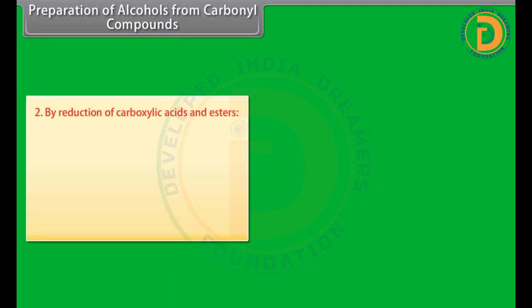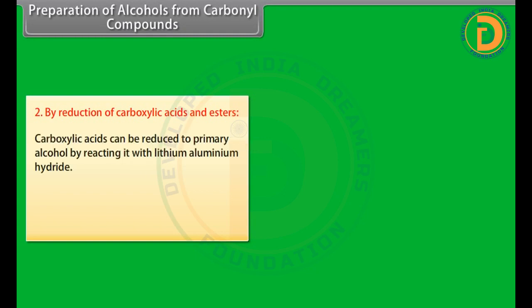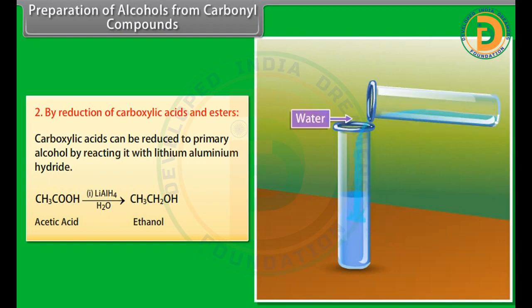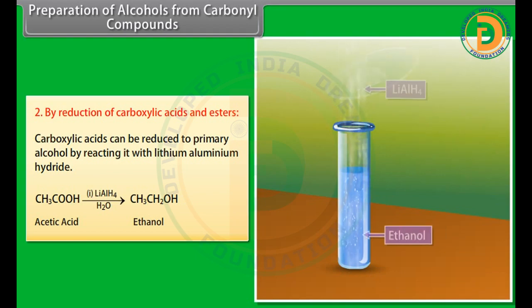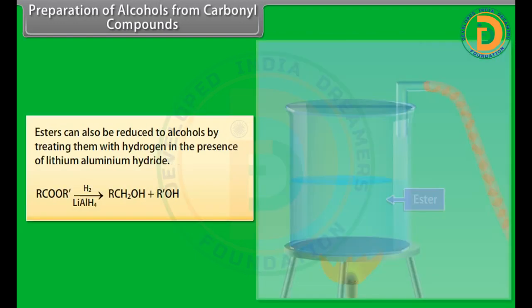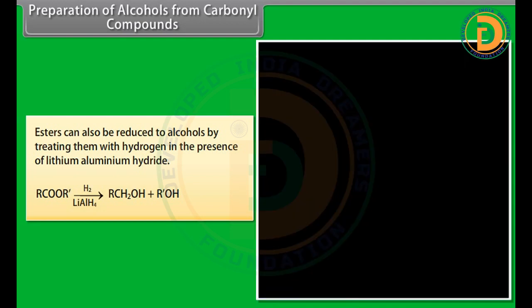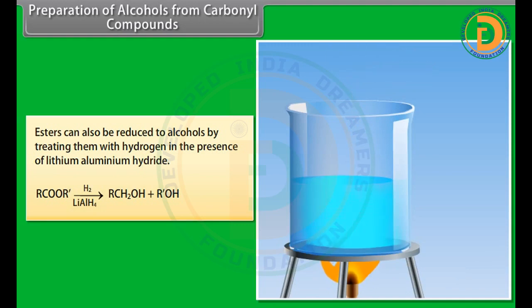Preparation of alcohol from carbonyl compounds by reduction of carboxylic acids and esters. Carboxylic acids can be reduced to primary alcohol by reacting them with lithium aluminium hydride. Acetic acid treated with lithium aluminium hydride and then water forms ethanol. Esters can also be reduced to alcohols by treating them with hydrogen in the presence of lithium aluminium hydride. On treating esters with hydrogen in the presence of lithium aluminium hydride, it forms alcohol.